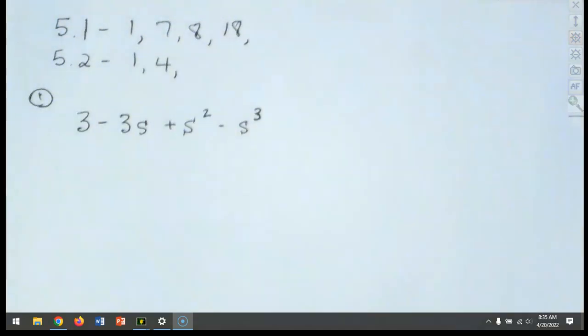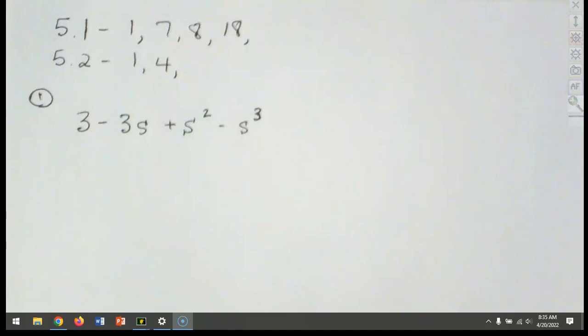Okay, so we're looking at 5.1. We're looking at question number 1. So what we've got is a question that has 4 terms. When we have 4 terms, we need to factor it by grouping. Now, in some cases, you may have to rewrite them in a different order. Most of the time, though, you're not going to have to do that.